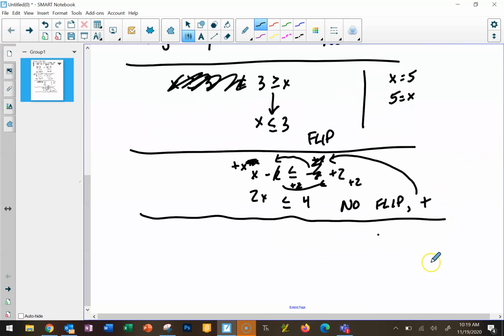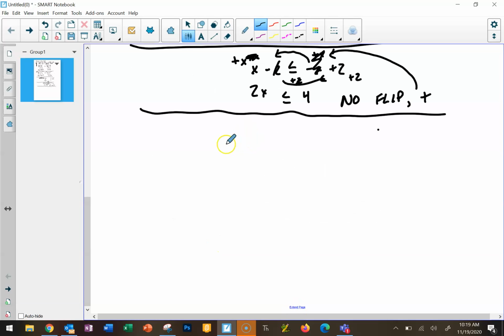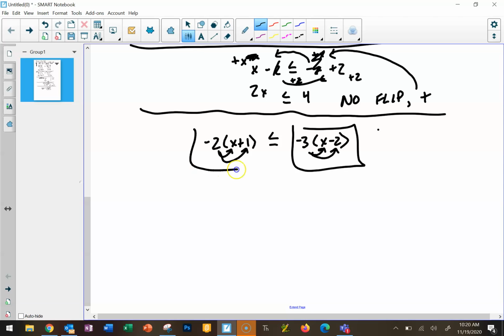The basic idea is you don't have to flip until the very last step. So if we have something like negative 2 times x plus 1 on one side, and we'll say that's less than or equal to negative 3 times x minus 2. Now we do need to do multiplication, but it's only on this side, and over here we have to do multiplication, but it's only on this side. So we're not multiplying by a negative on both sides, or by the same negative on both sides. So no flip on these ones.